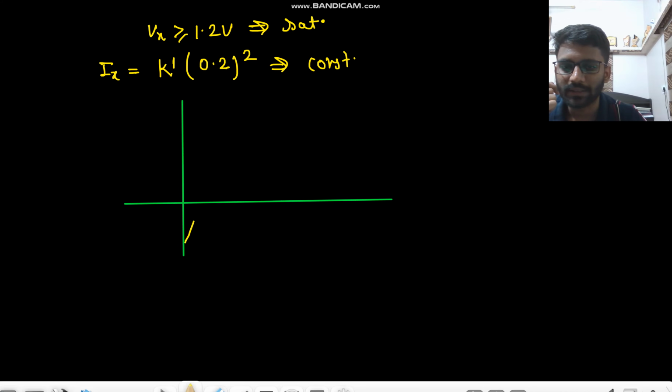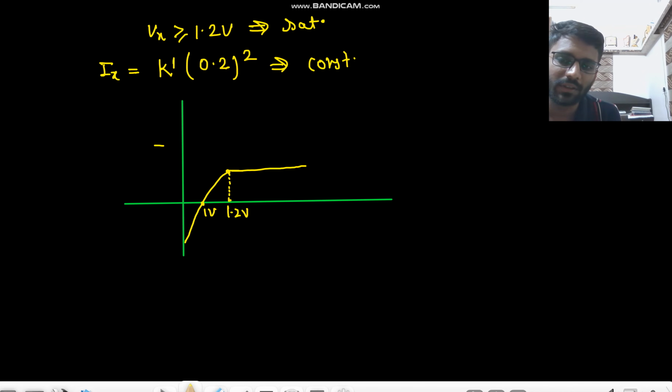It starts like this. Then after that it becomes constant. This is 1.2 volt, this is 1 volt, this is Ix, this is Vx, okay. This is 0 volt, right? So this is the curve, okay.